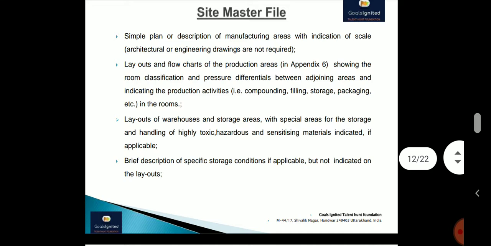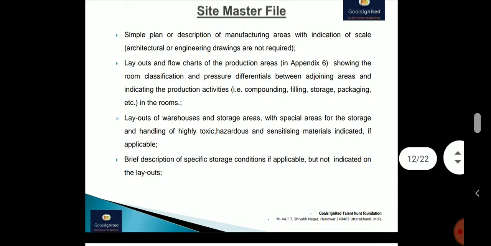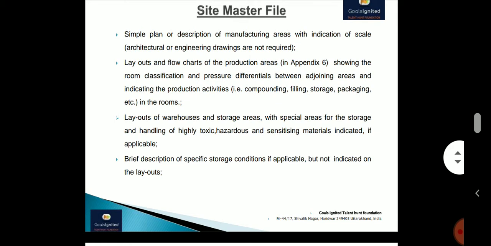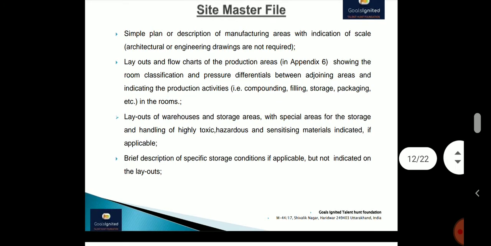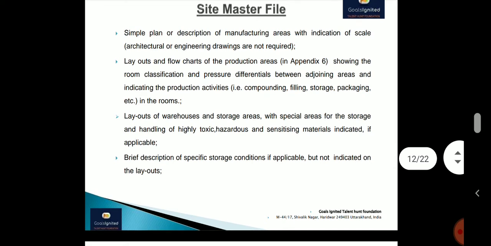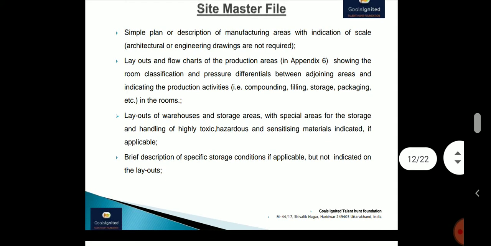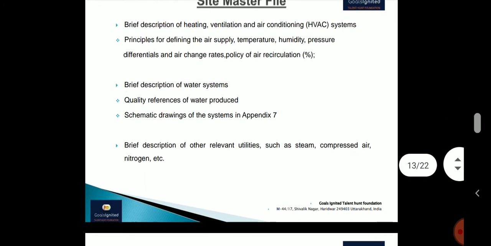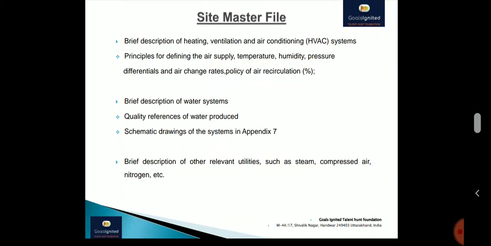So layouts of the warehouse and storage area, and special areas for the storage and handling of highly toxic, hazardous and sensitizing material need to be incorporated if they are there in the site. So they need to be mentioned there. A brief description about the specific storage conditions if applicable, but not indicated on the layouts. So that is the requirement of the site master file.